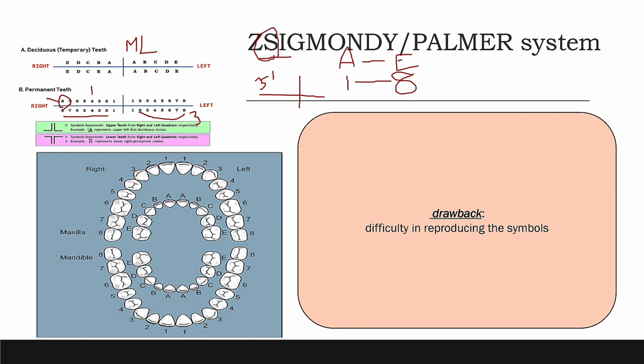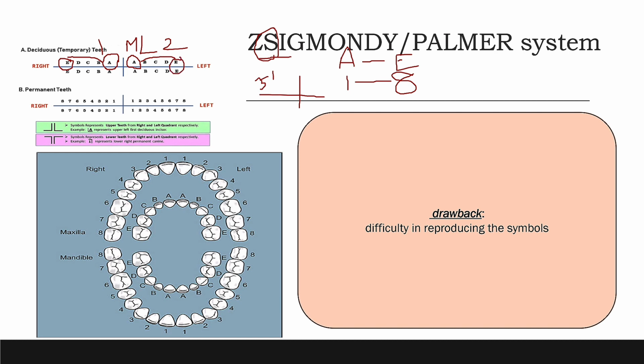Now coming to the deciduous dentition. For deciduous also, the numbering starts from the midline. The upper right central incisor is given alphabet A, then moving till the second molar as E. Then coming towards midline, moving to the second quadrant: the upper left central incisor is given alphabet A, moving towards the second molar as E.